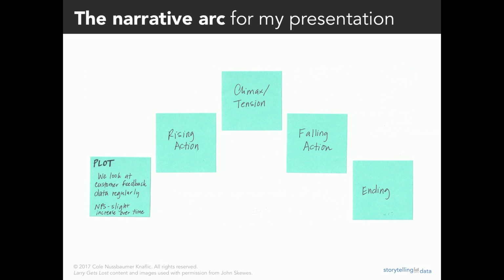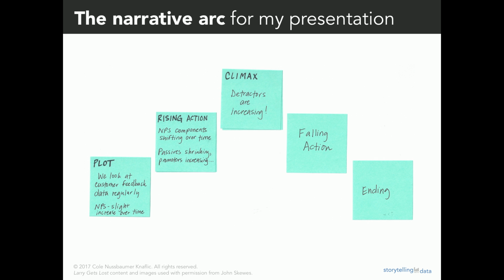So I might start off with the plot. Right? We do this every month. Mainly we look at NPS. The overall story is it's been flat to slightly increasing over time. But as we start to peel back the onion, we get this rising action, where the passive group is shrinking over time, having an increasingly polarized customer base. More promoters, but also more detractors, right? This is our climax. This is a negative trend, something we want to raise awareness to and turn around.